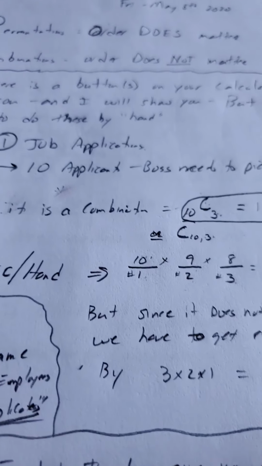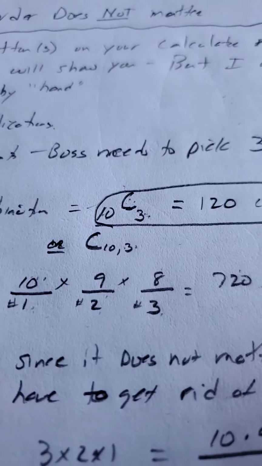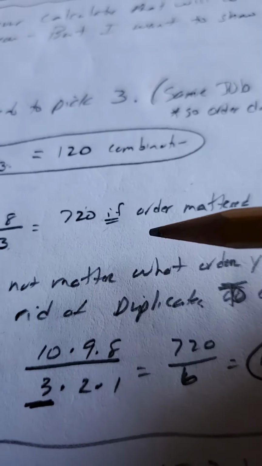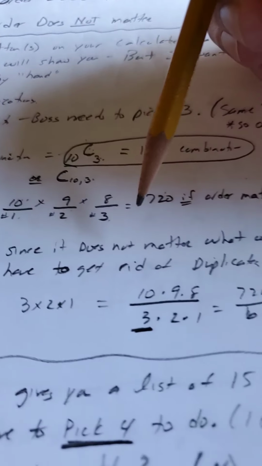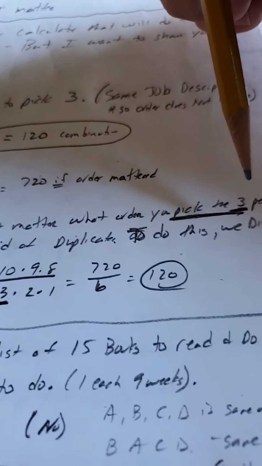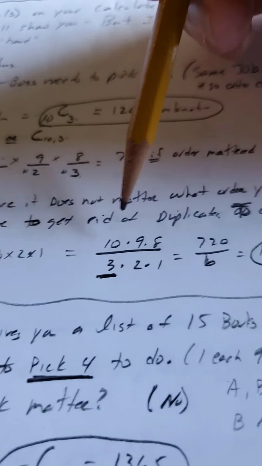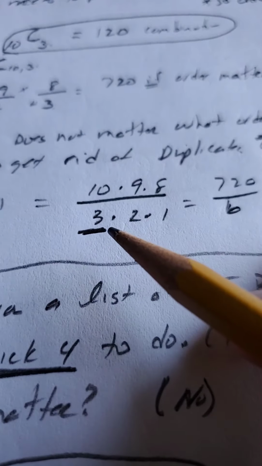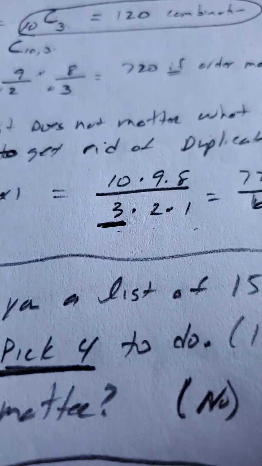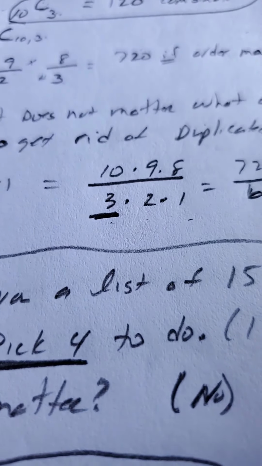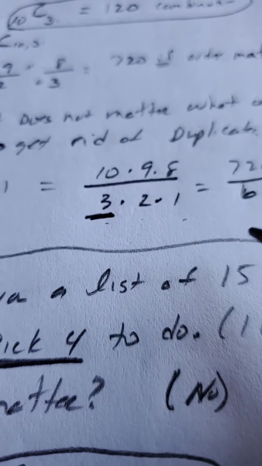Okay? If the order does not matter, then we've got to get rid of the duplicates. Okay, 720 is too many. So the way you get rid of it is, I did the logic here, but since it does not matter what order he picked the three people, you need to get rid of duplicates. To do this, we divide. And basically, the shortcut is, if you're picking three people, you need to divide by 3 times 2 times 1. Okay? If you're picking 5 people, then you would divide by 5 times 4 times 3 times 2 times 1.